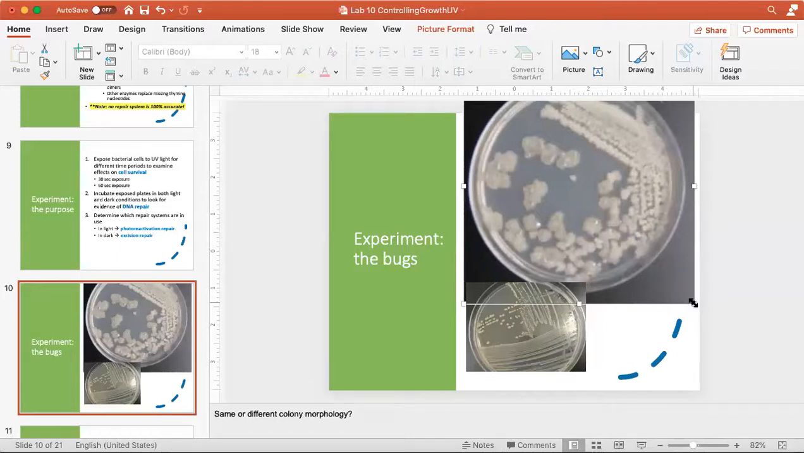Take a look at these colonies. You can see that the original quadrant, the first quadrant, is right here. This is where the cells were originally streaked out. Then some cells were pulled into the second quadrant here. Some cells were pulled into the third quadrant here. You got some colonies in the third quadrant. And then the fourth quadrant over here.